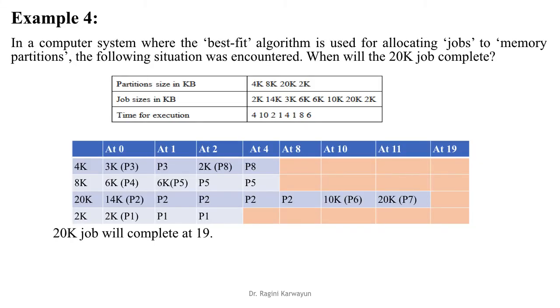So the next algorithm. In a computer system where the best fit algorithm is used for allocating jobs to memory partitions, the following situation was encountered. इसके अंदर हर एक प्रोसेस का टाइम दिया हुआ है. When will the 20K job complete? So again I have explained here. At 0 you can allocate 4K to the 3K process.